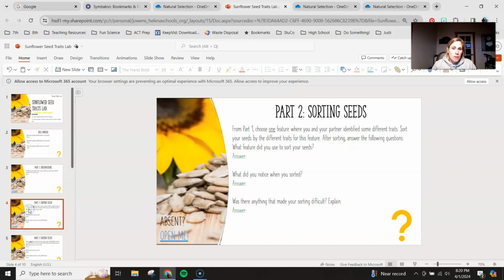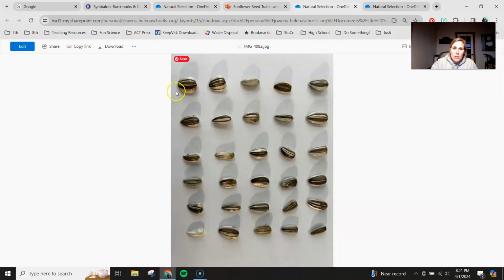All right. Once you have part 1 done, we're going to move on to part 2, sorting seeds. From part 1, choose one feature where you identified some different traits. Sort your seeds by the different traits for this feature. After sorting, answer the following questions. What feature did you use to sort your seeds? What did you notice when you sorted? And was there anything that made your sorting difficult, other than obviously you are doing it off of a picture? And then explain.